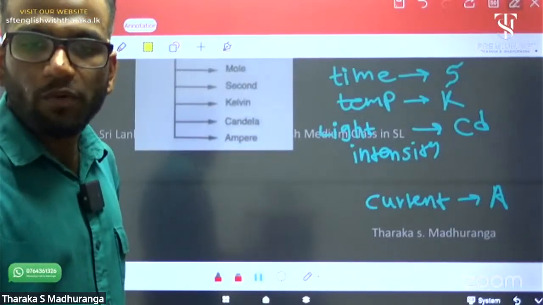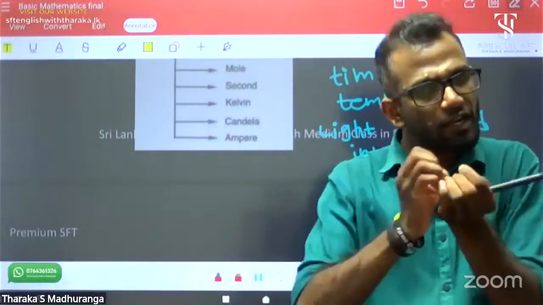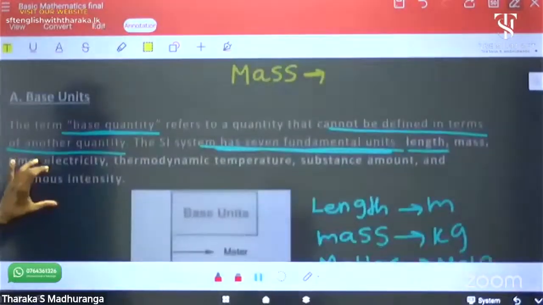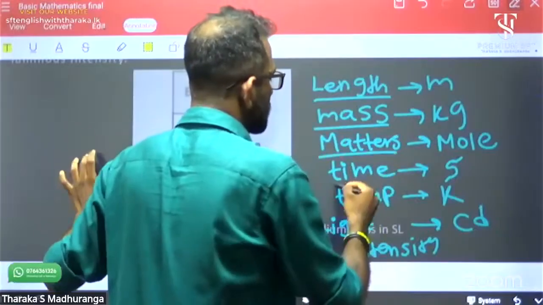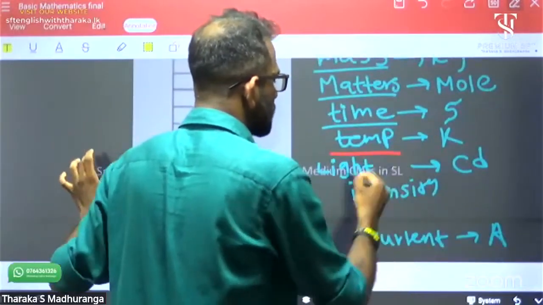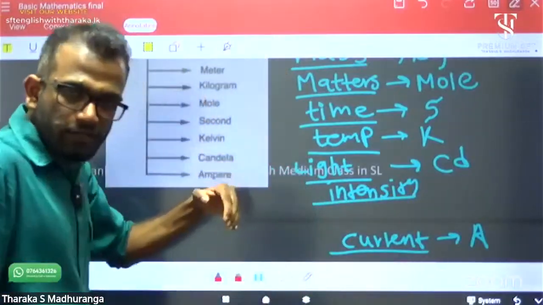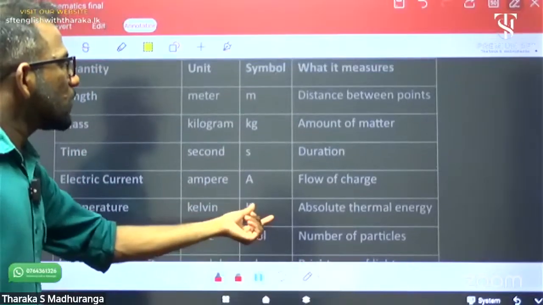Okay, now I told 7 base units. What's the meaning of base units? We can't define these units by any other method. This is the only method. This is the only base, the SI International Standard System. We don't have any other methods. Okay, let's discuss derived units, so you can understand what the difference is first.